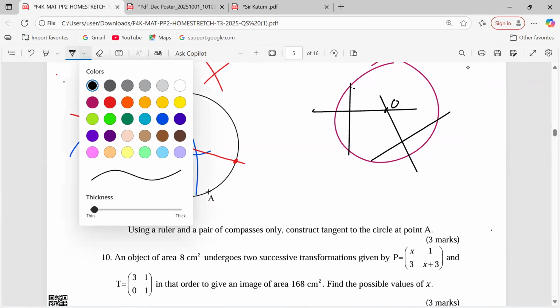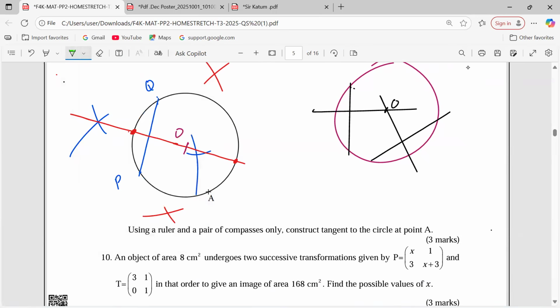How do you construct a tangent through a point on a circle? You first connect the center to the point and prolong. So we connect O to A, then we prolong O to A a little bit.